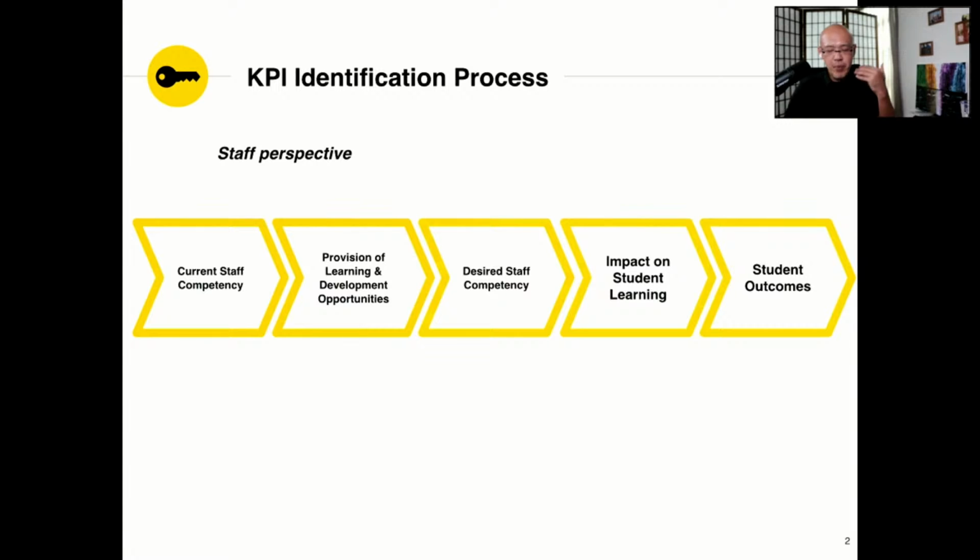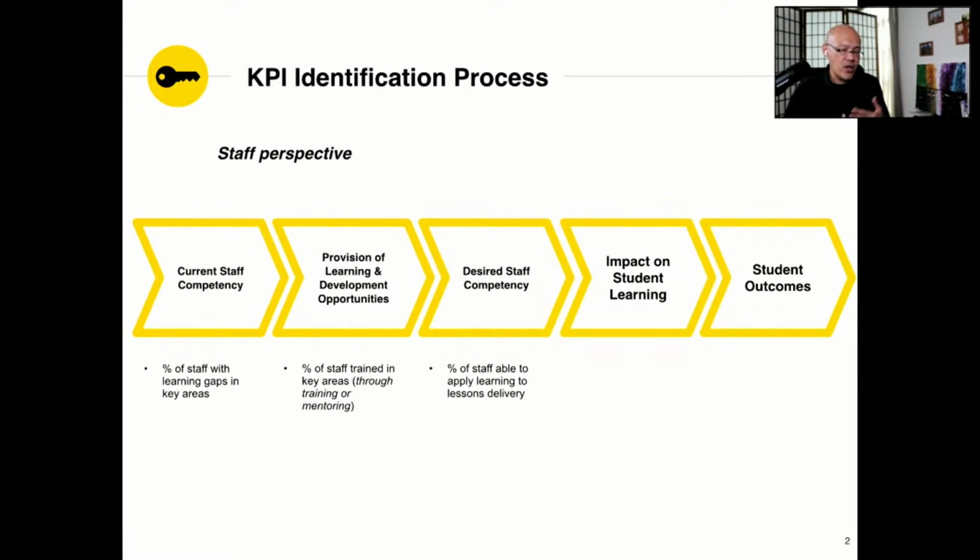By going through this whole process, you are able to think of the different KPIs for each phase. For example, at the current staff competency level, you want to identify the percentage of staff with learning gaps in key areas. You may have a small group or a big group of staff with a learning gap in those areas, so you want to ascertain that percentage. This helps you identify the learning opportunities. Then you can ask what percentage of staff are trained in those key areas. And finally, you want to see how many of them are able to actually apply what they have learned.